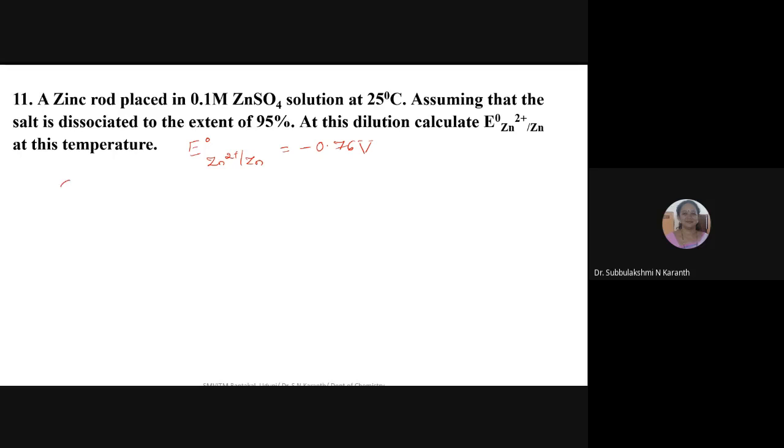Now, our actual intention is to prepare a 0.1 M solution, that is, the concentration of ZnSO4 is 0.1 M. But how much percentage is dissociated? The percentage of dissociation of zinc sulfate is only 95%.